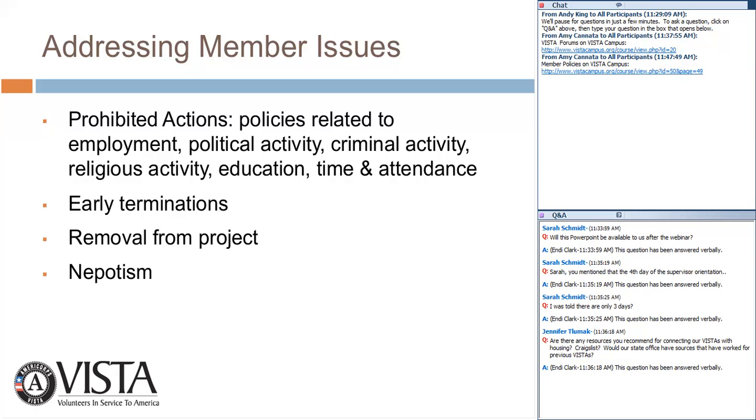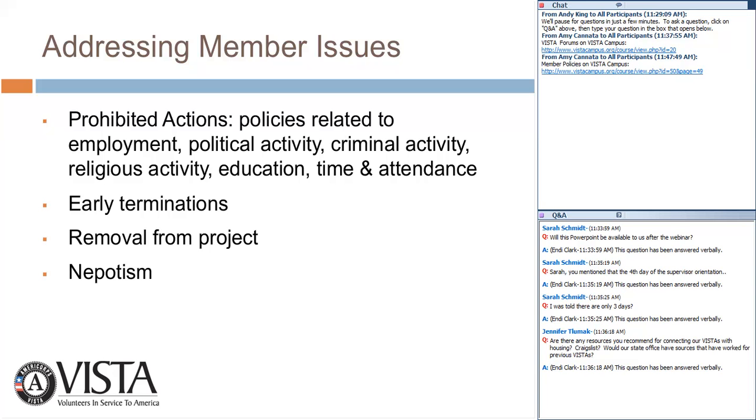Sure. So in regards to education of VISTA members, the parameters that you need to keep in mind is that if a VISTA member wants to take educational classes during their service term, it needs to be approved by their supervisor/sponsor.